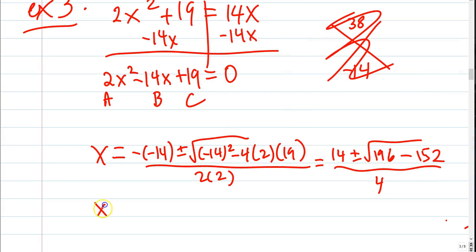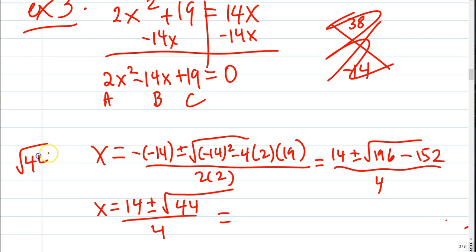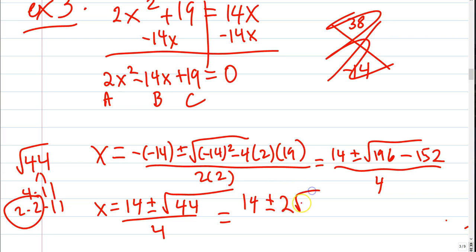Alright, so x is equal to 14 plus or minus the square root of, I don't know, what is that, 44? All over 4. We have to now simplify the square root of 44. How about 4 and 11? 2 times 2 times 11. So out comes a 2. 14 plus or minus 2 root 11 all over 4.